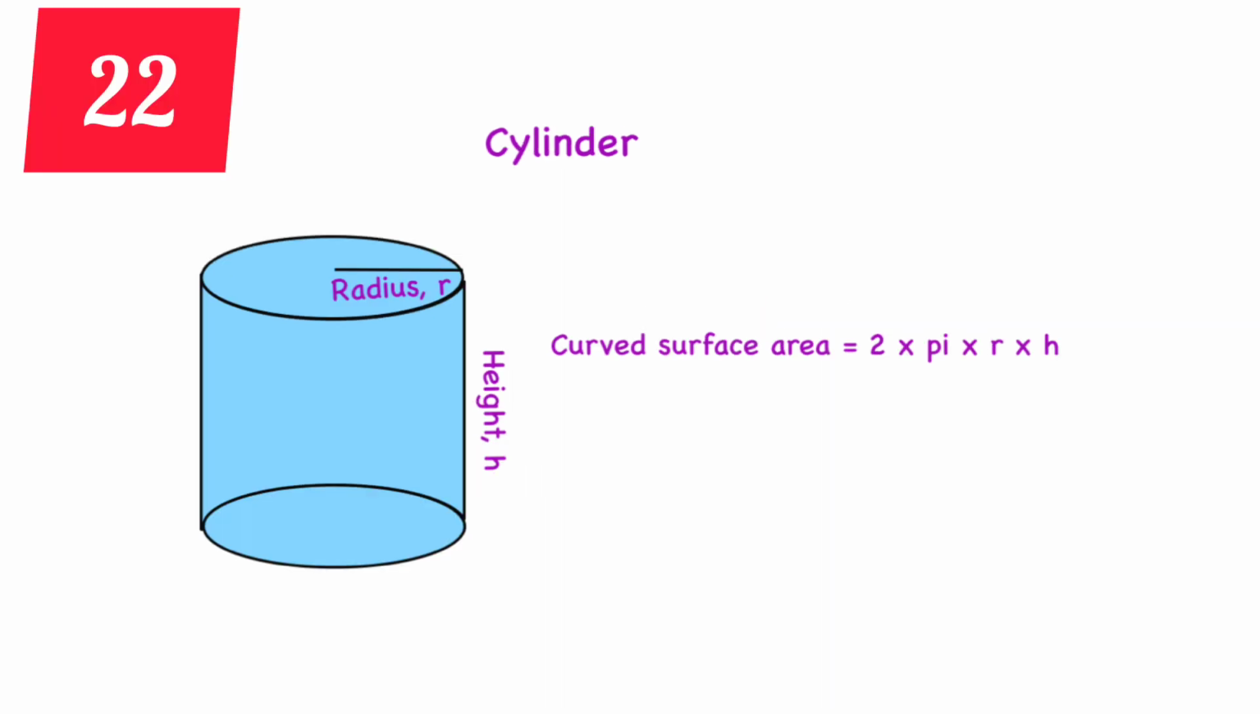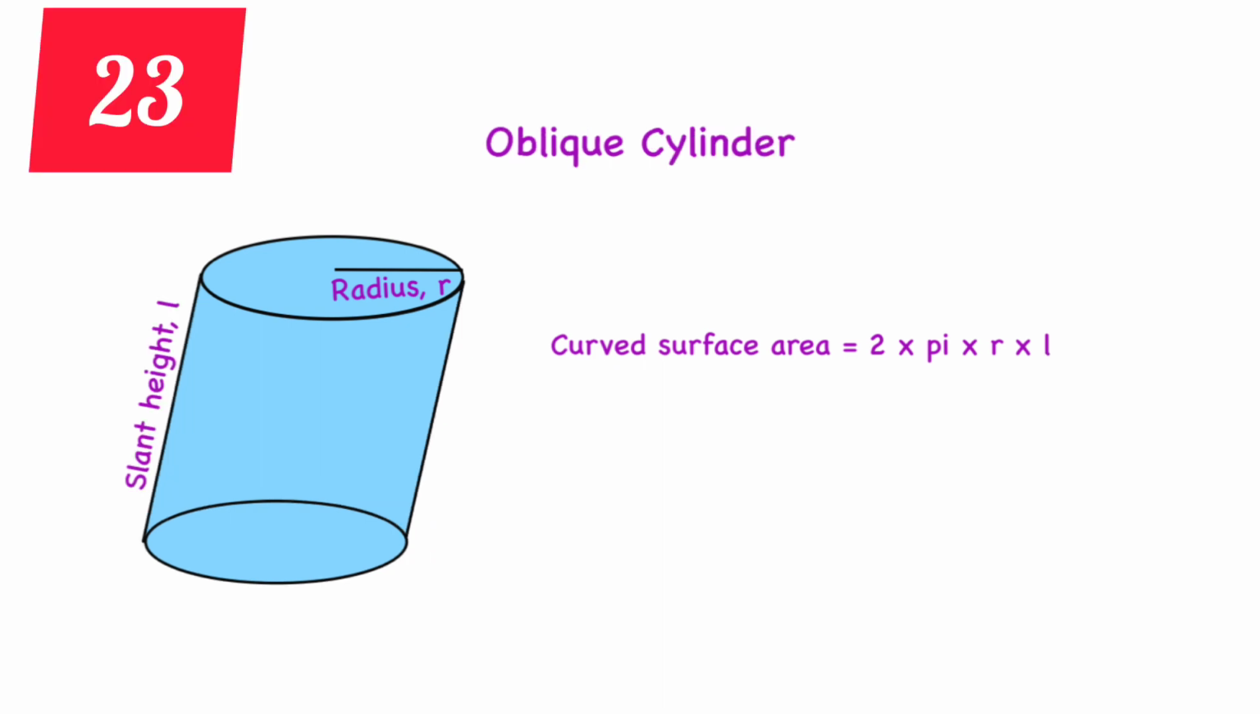The curved surface area of a cylinder is its height multiplied by the circumference of its base. If the base radius is given, the curved surface area of a cylinder is 2 pi r h. The curved surface area of an oblique cylinder is its slant height multiplied by the circumference of its base. If the base radius is given, it is 2 pi r l.